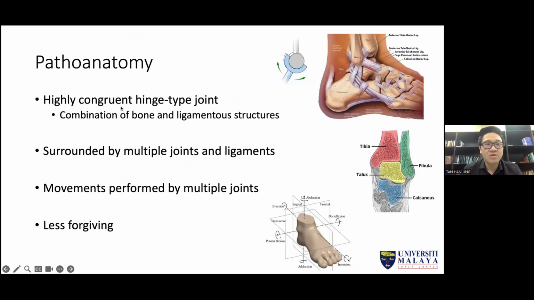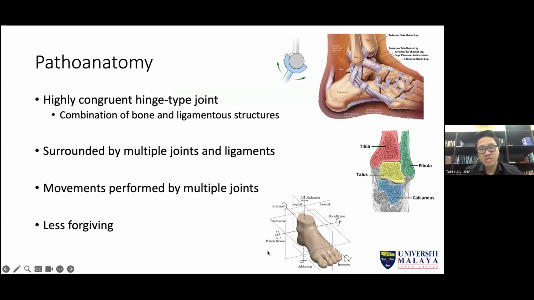As you can see, our ankle joint is quite a special joint, a highly congruent hinge type joint. It's formed by a combination of various bone and ligamentous structures, and this joint is surrounded by multiple small joints adjacent to this area. Without us knowing, our foot and ankle joints are moving in a very well coordinated manner to give us unrestricted movement for our daily living.